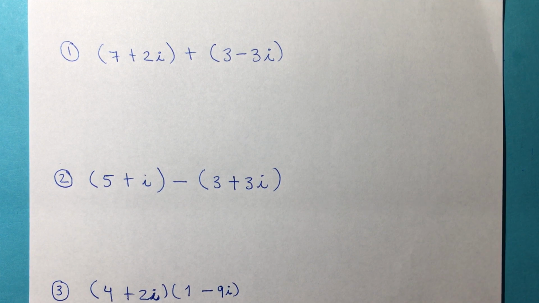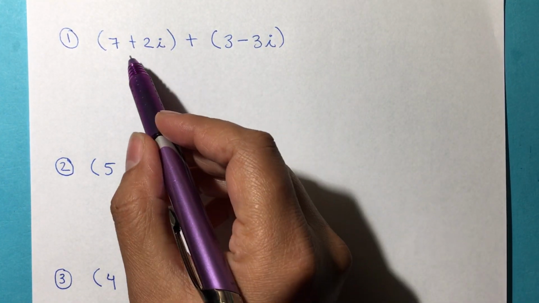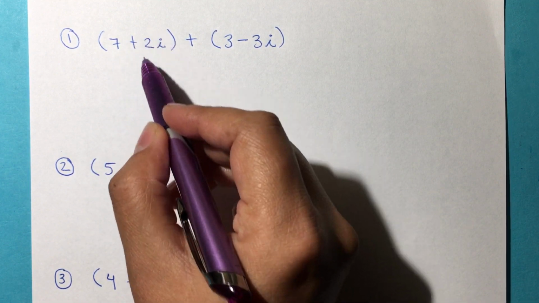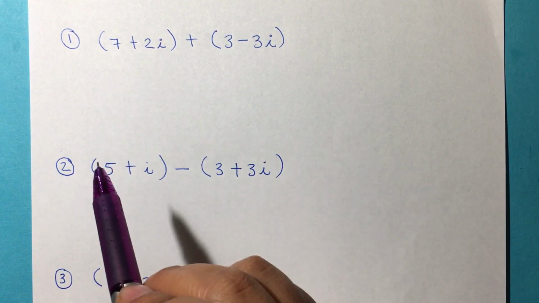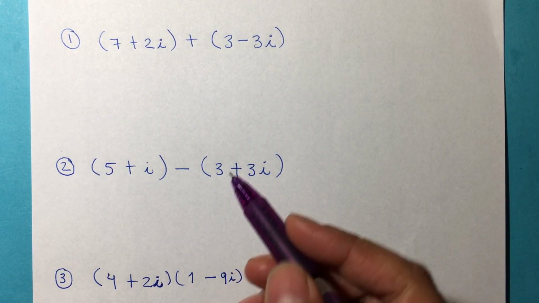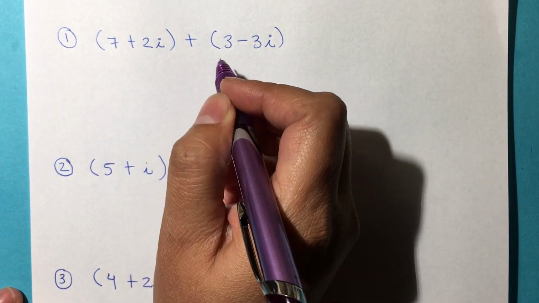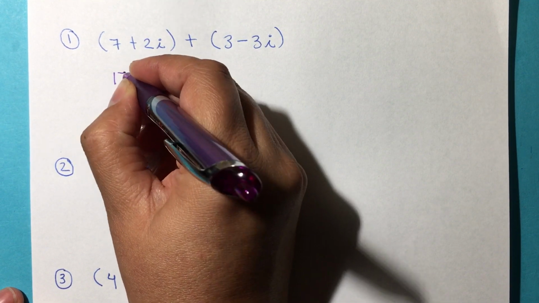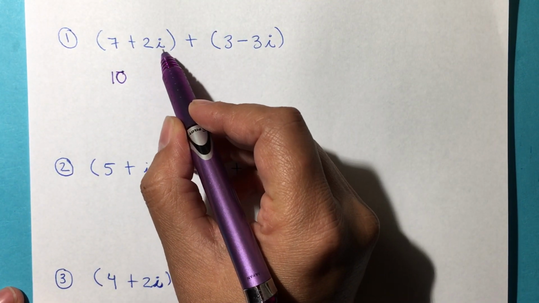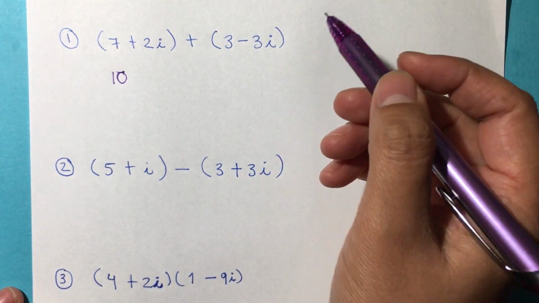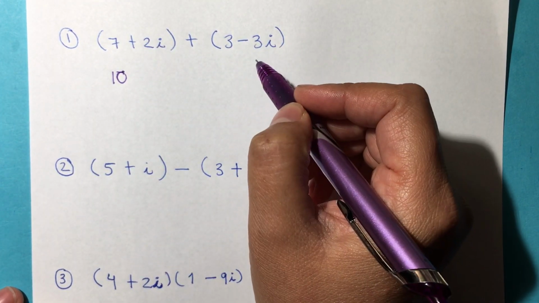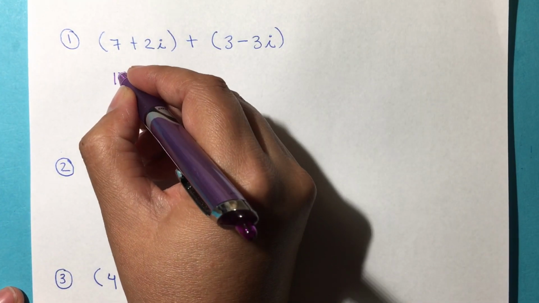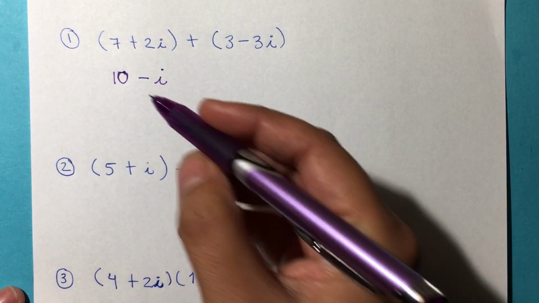And so for number 1, we have here two complex numbers. A complex number is formed by a real portion and an imaginary portion. This is a complex number plus another complex number. When that's the case, all we have to do is add the 7 and the 3. So 7 plus 3 is 10. And then 2i plus negative 3i. Well, if we have a positive and a negative, we subtract and leave the sign of the greater one. So it's negative i, negative 1i, but you don't need to put the 1 as a coefficient. And that will be your answer.